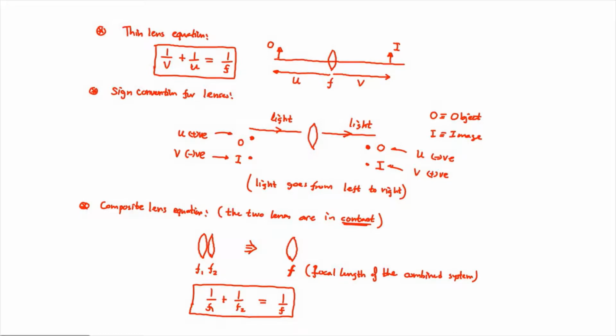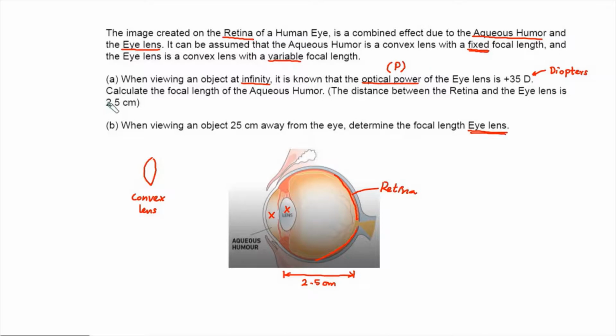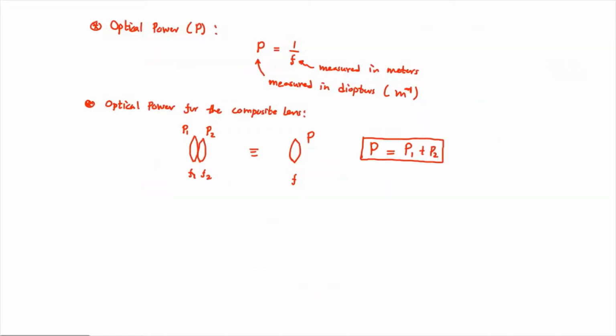So again, let's go back to the first part of this question. When viewing an object at infinity, it is known that the optical power of the eye lens is 35 diopters, positive 35 diopters. Calculate the focal length of the aqueous humor. The distance between the retina and the eye lens is given as 2.5. So in part A, it says that the object is at infinity.